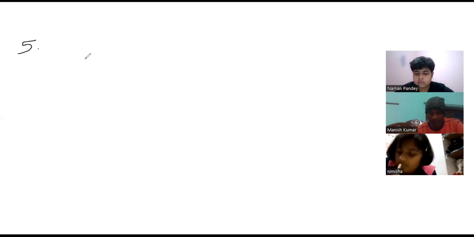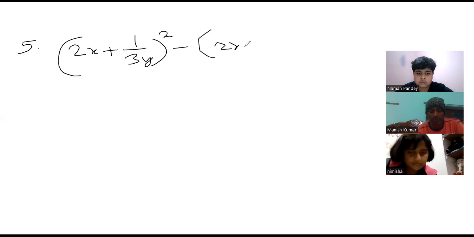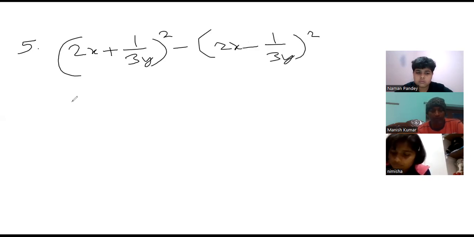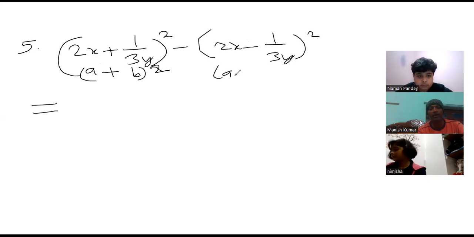Simplify. This also you have done, but that is wrong. Your answer is wrong. (2x plus 1 by 3y) whole square minus (2x minus 1 by 3y) whole square will be equal to how much? Now this is of the form (a plus b) whole square, isn't it? And this is of the form (a minus b) whole square, and the formula is known to you now.